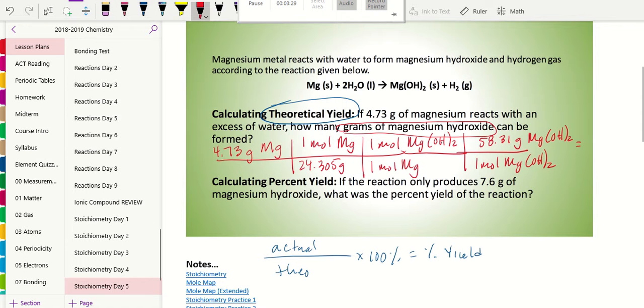When you calculate it, 4.73 divided by 24.305 times 58.31. What answer do you get? 11.3 grams of Mg(OH)2. Now, that is your theoretical yield. What is your actual yield?